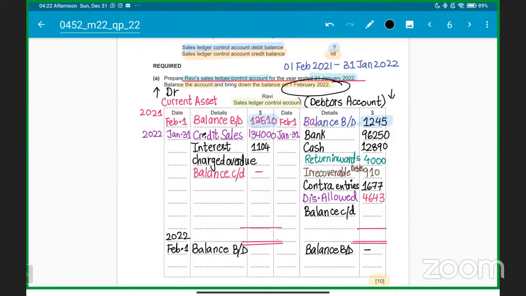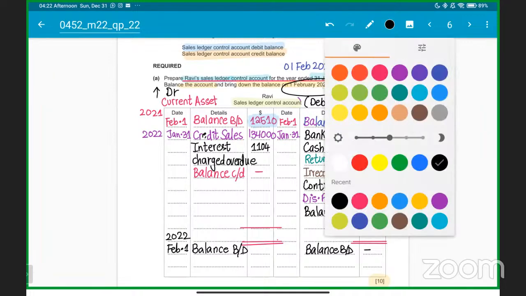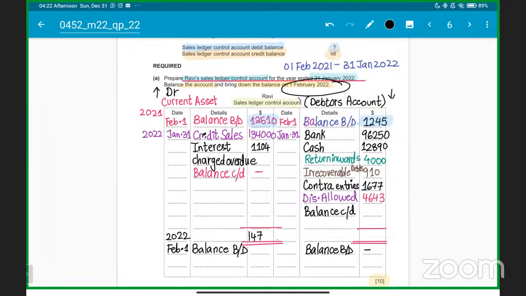Just add the debit side, 12,510 plus 134,000 and 1104. So I'm getting this as 147,614. Understood? Got it clear? And 1245 plus 96,250 plus 12,890 plus 4,000 plus 910 plus 1677 plus 4643. So definitely we'll get a difference between that. Let's see if we have 147,614. Let's see if you have missed out anything.